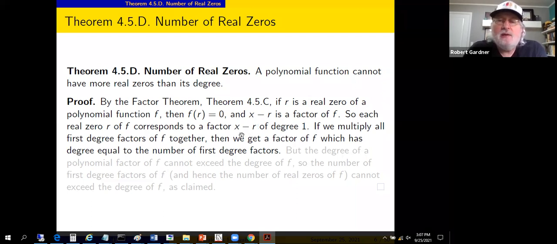Could be x minus r is a factor of multiplicity 2. We haven't addressed multiplicity. That's part of the problem. We also haven't addressed all the zeros. We're only talking about real zeros here.